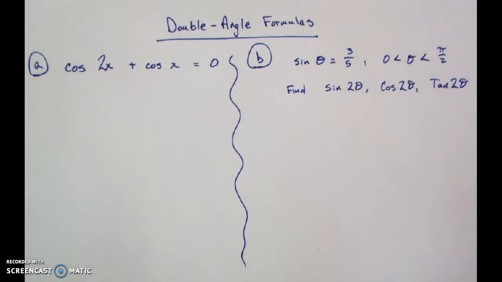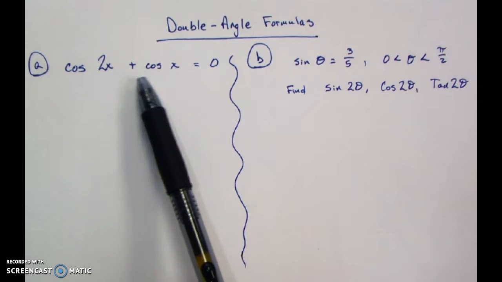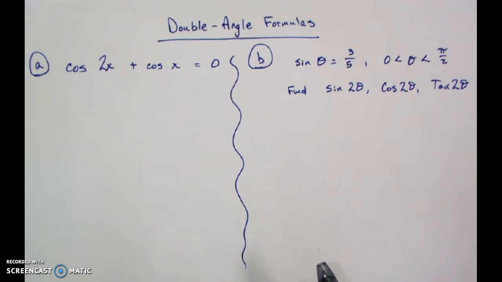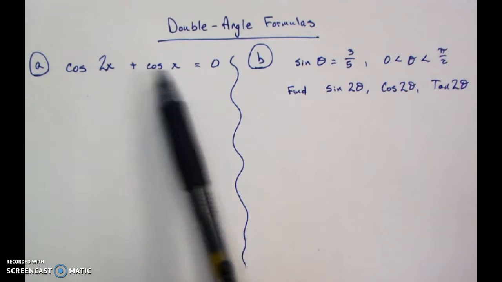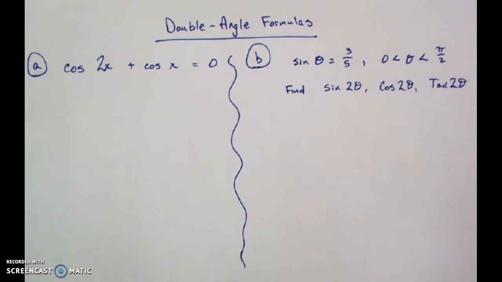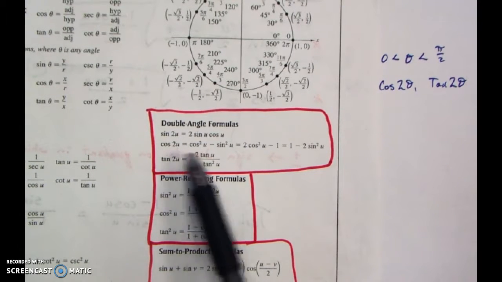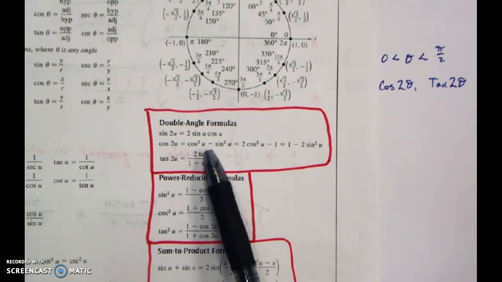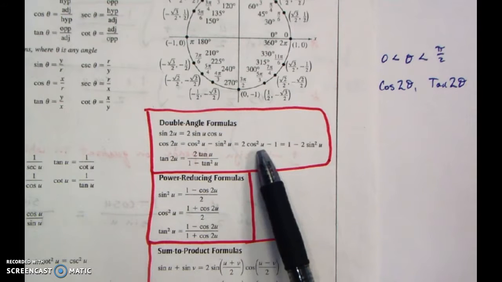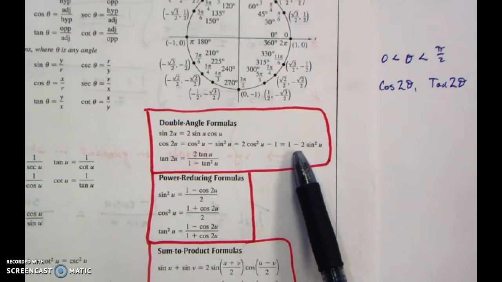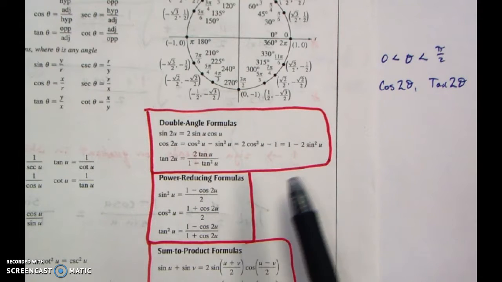In this first example, we have cosine of our double angle plus cosine of angle x equals 0. Now, in solving these, we really want to try and get the same angle. So if we look at our double angle formulas for cosine, here we have cosine squared minus sine squared. Here we would have 2 cosine squared minus 1. And here we have 1 minus 2 sine squared.